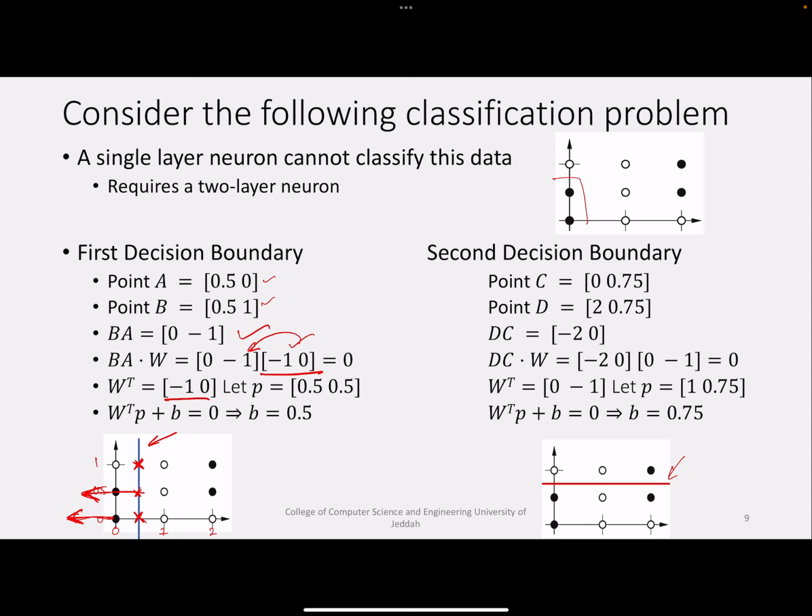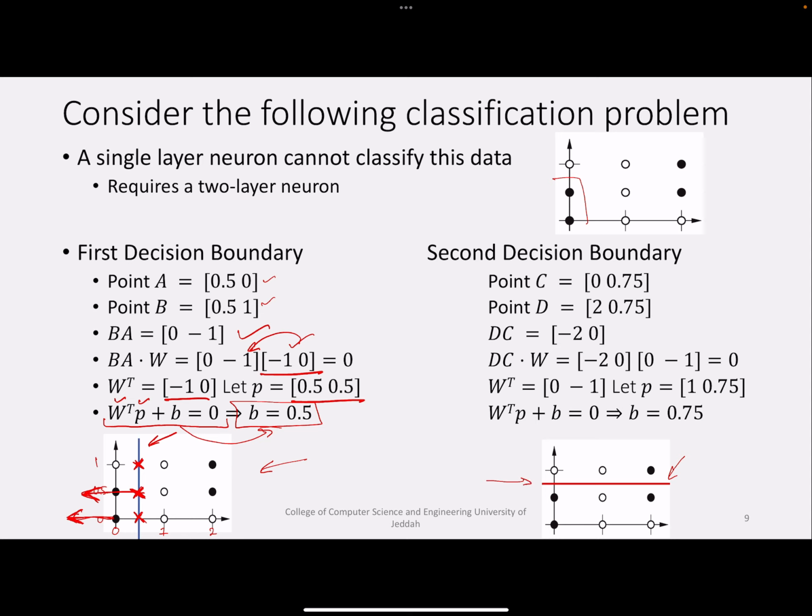We just need the bias, which means we can just pick any point on that line. So 0.5, 0.5, that's this point over here. We pick that, put that into this equation. We have the weight, we have a point P on the decision boundary, which allows us to compute B, in this case 0.5. And we repeat the exact same procedure for this red decision boundary.